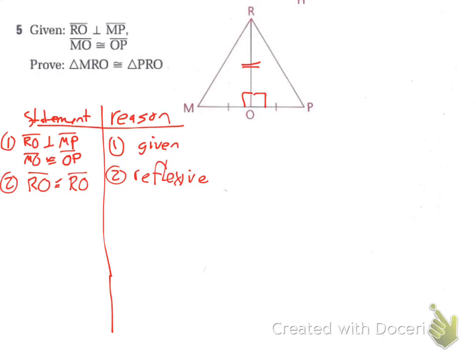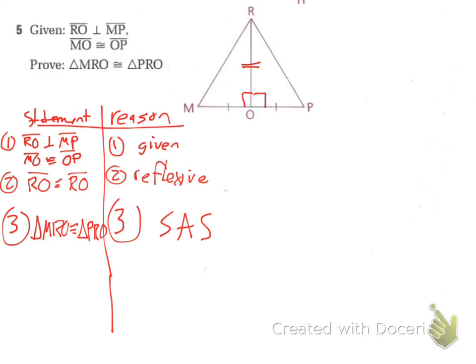We got tick marks on there. Do we have enough information now to say that these are congruent? Yes, and by what? Side, angle, side. And so triangle MRO is congruent to triangle PRO. And so therefore they're true.